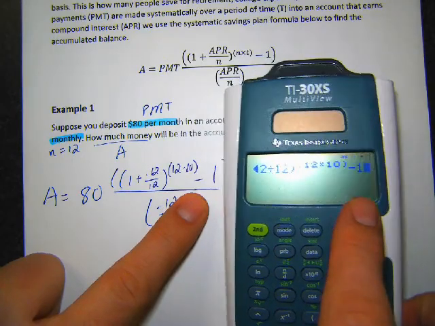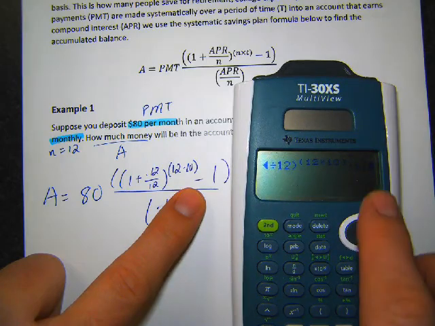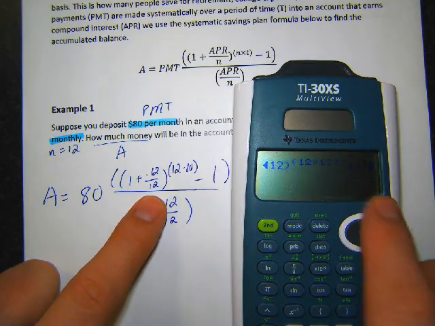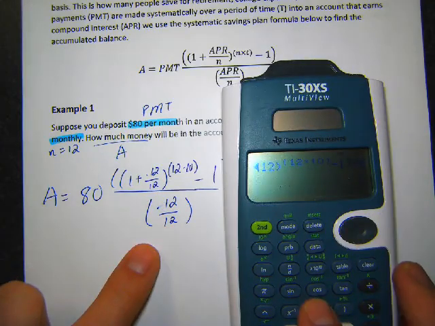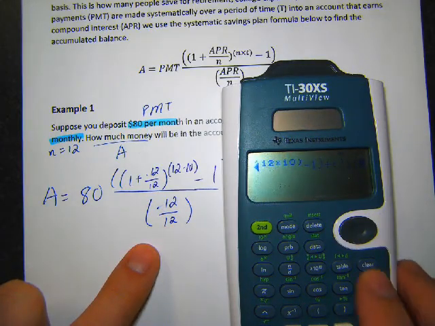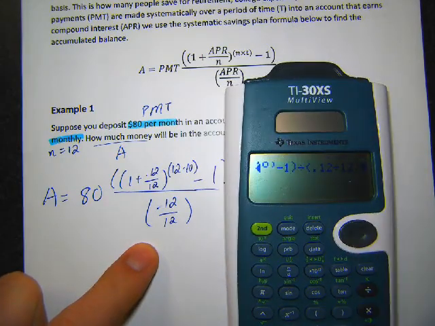That's a mistake people make, because they get the minus 1 in the power. You don't want it in the power. Close parentheses for the top of the fraction. Do divide by to get ready for the bottom of the fraction. And then parentheses 0.12 divided by 12. So that's how we would type that in. And hopefully that should give us our amount.